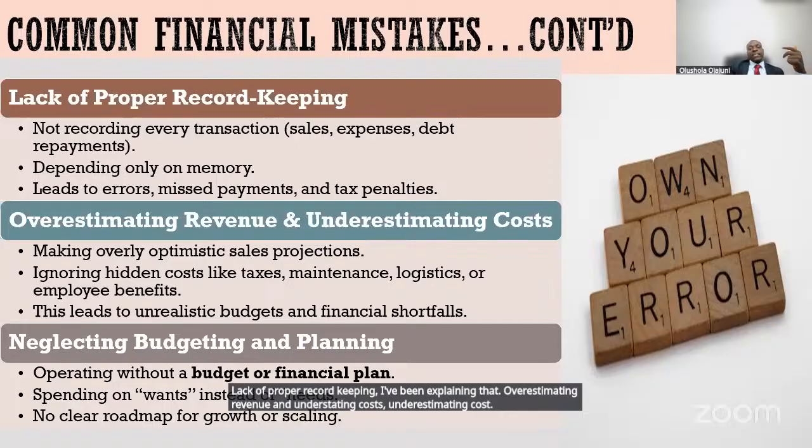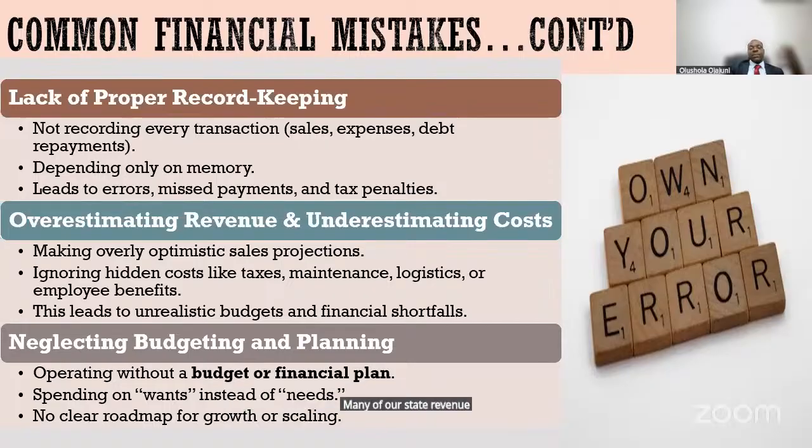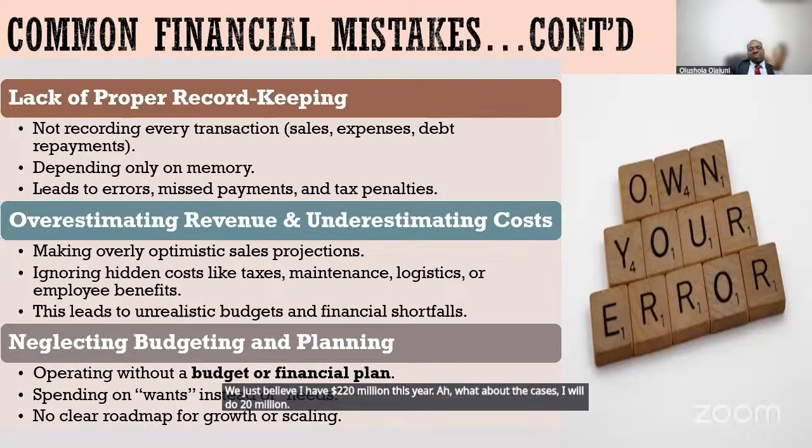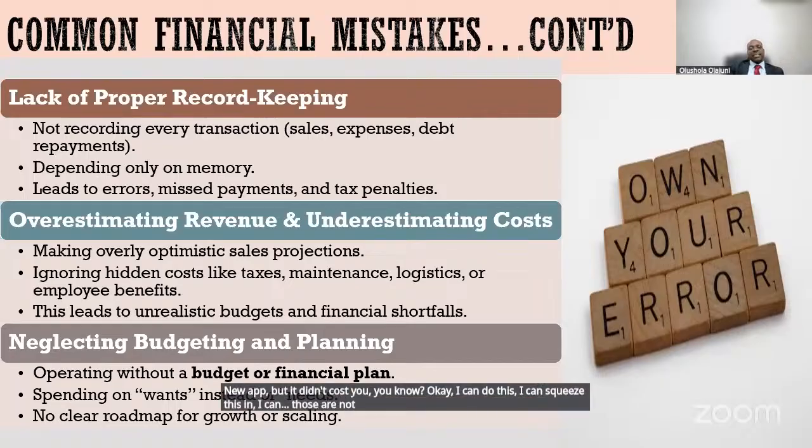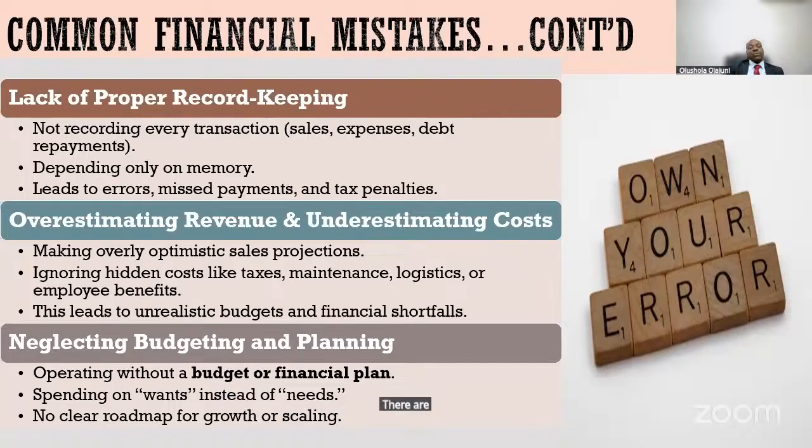Overestimating revenue and underestimating cost. When you overstate revenue, maybe those are major projections, you just believe, I will do 20 million this year, whatever the case is, I will do 20 million. No. Then with cost, you say, okay, I can squeeze this in. Those are not right, just be realistic. There are parameters for doing estimates.